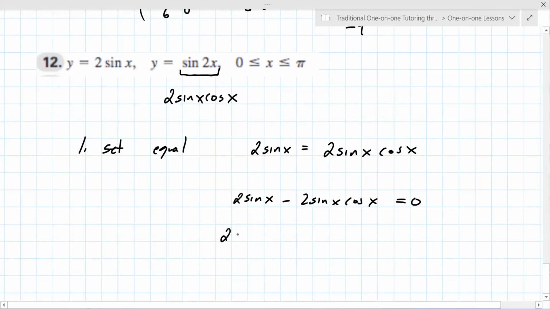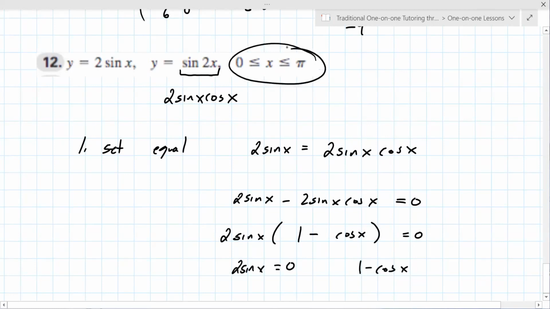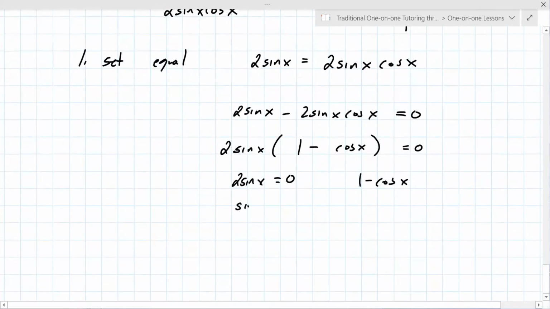And then you actually factor 2 sine x, 1 minus cosine x equals 0. And then you set each of these equal to 0. And you have to keep in mind where you are. You're only on the top half of the unit circle. So you don't have to look for all the possible ones, because this one's really where sine x equals 0, and this one's really where cosine x equals 1. So cosine x equals 1 when x equals 0. Sine x equals 0 at 0 and pi.